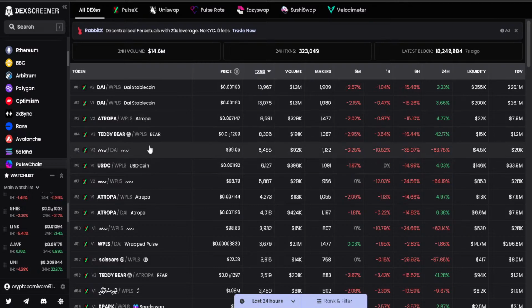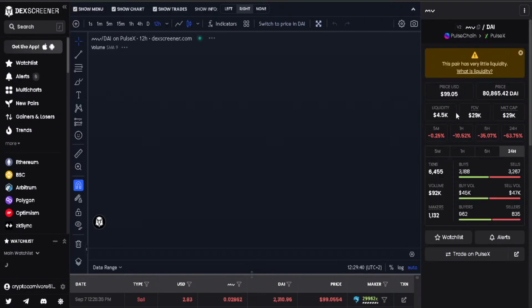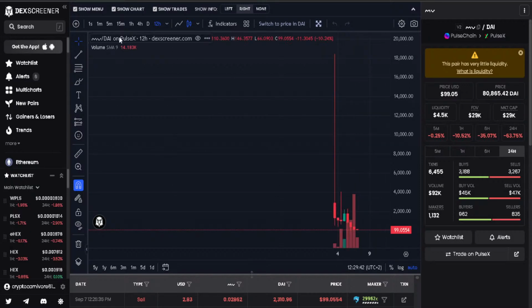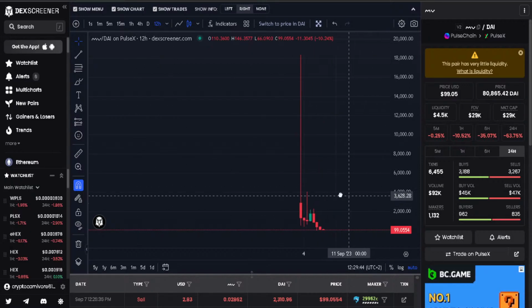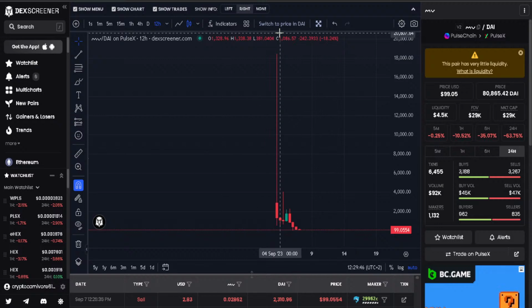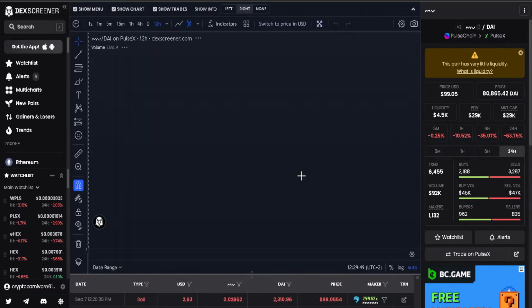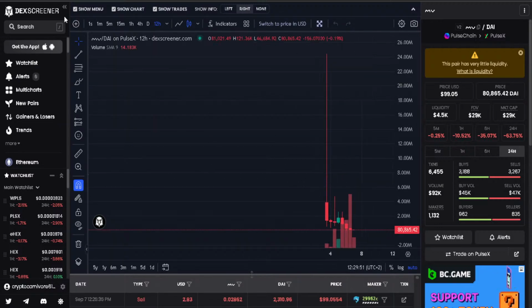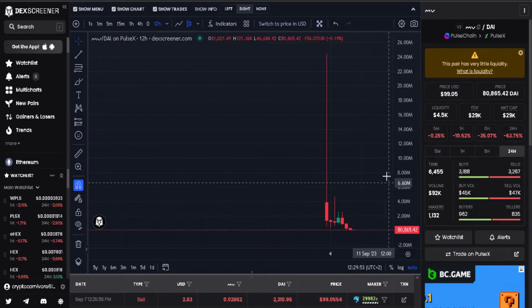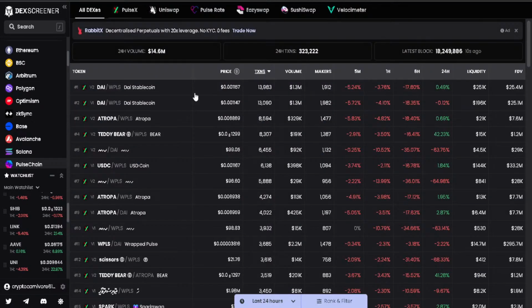Okay, so that was Teddy Bear. Now I don't know how to pronounce this MV thing. Only 4.5k liquidity, and this is a down only. I don't know if this has anything to do with iTropa. I think it does, because I see people tagging this with iTropa and Teddy Bear and Die. That chart doesn't look nice, right? And the 4.5k liquidity.